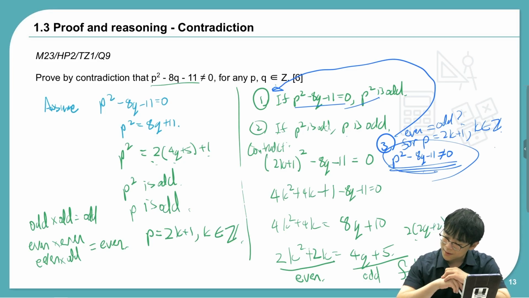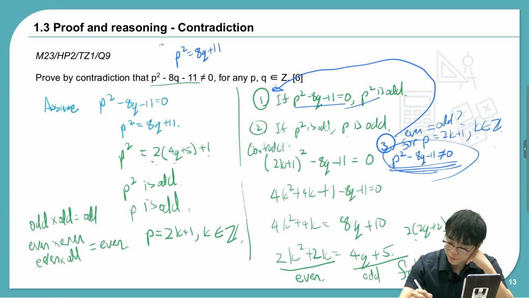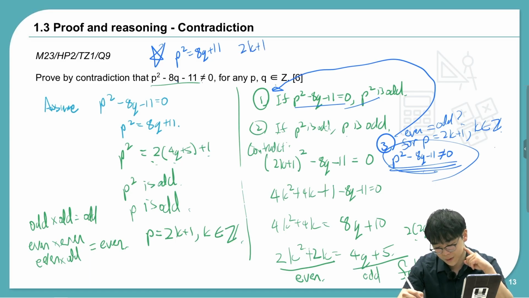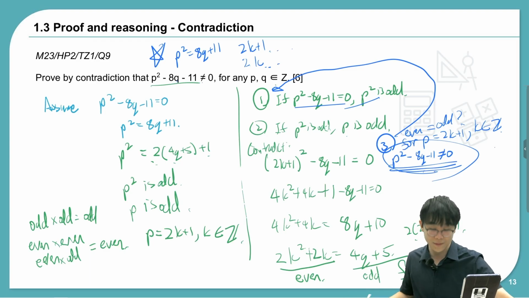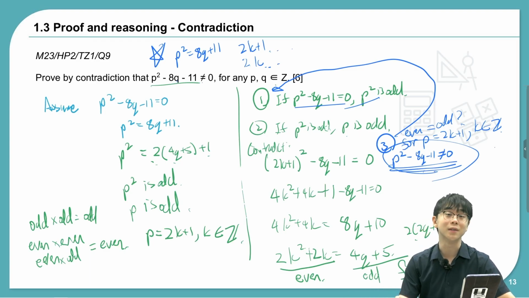So I think the key is to recognize that you can flip this equality to say P squared is 8Q plus 11. That's like 1 point. And when you're trying to test for even and odd numbers, you can always do things like 2K plus 1 or 2 times K, right? That's the standard way of expressing even and odd numbers. Okay, so that's how you would do number 9.